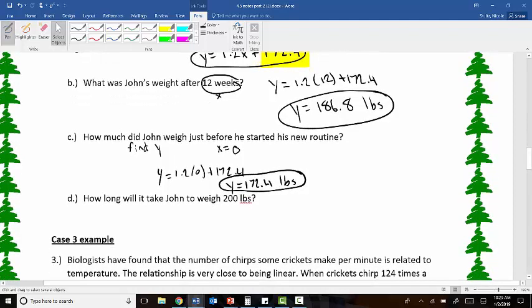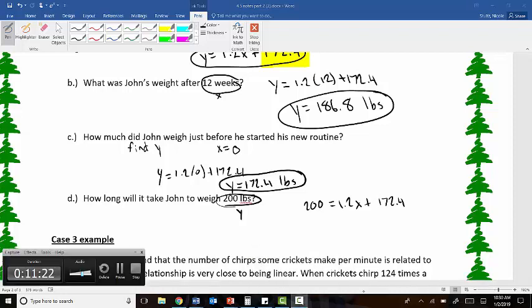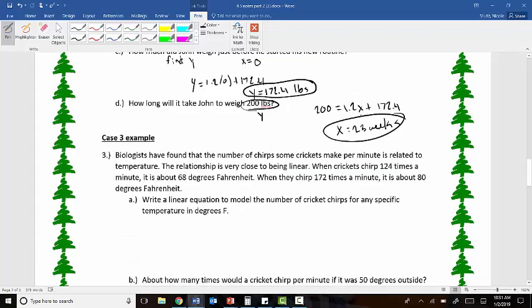And then it says, how long did it take John to weigh 200 pounds? So pounds is a y. So I'm giving you y. That means you find x. So I'm going to do 1.2x plus 172.4. All right, so there's your equation. Go ahead and solve it. So hopefully you subtracted, divided, and you end up with 23. And of course, that's in terms of weeks. So it'll take him 23 weeks to weigh 200 pounds.